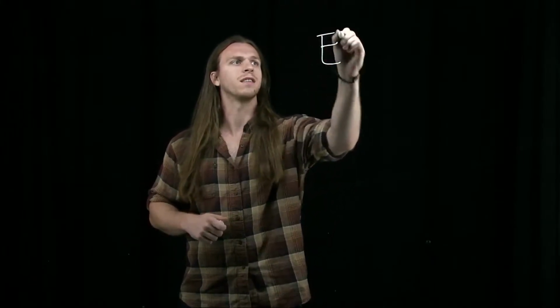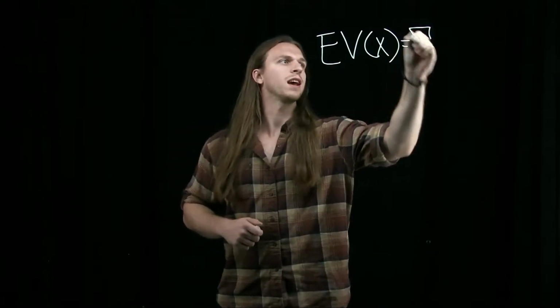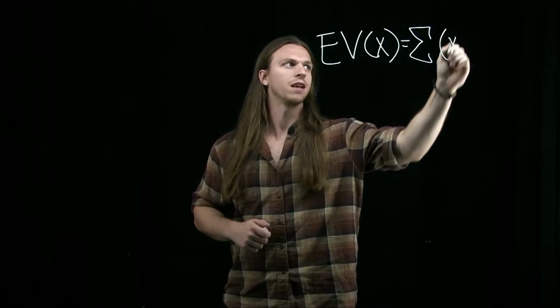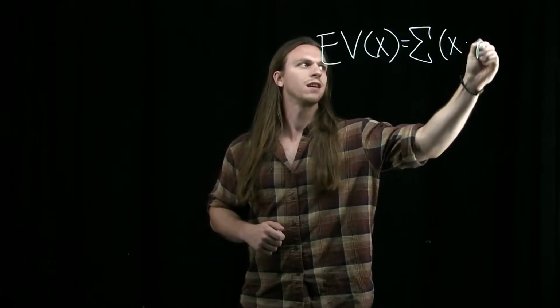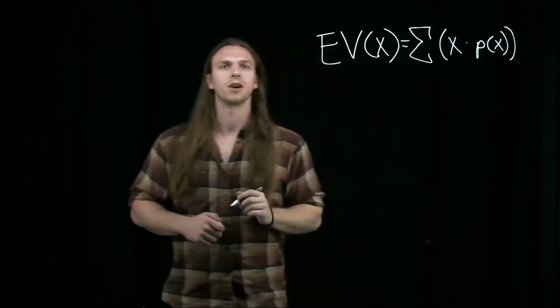Let's begin with expected value. The expected value of x is the weighted average of all possible values of x times the probability that that outcome will occur.